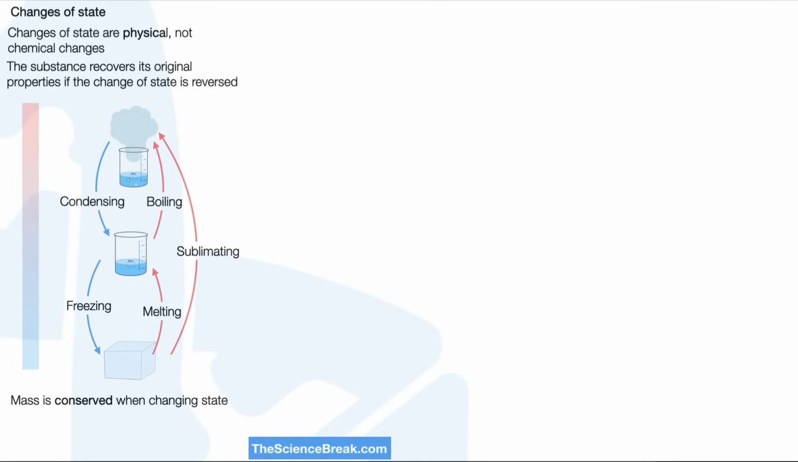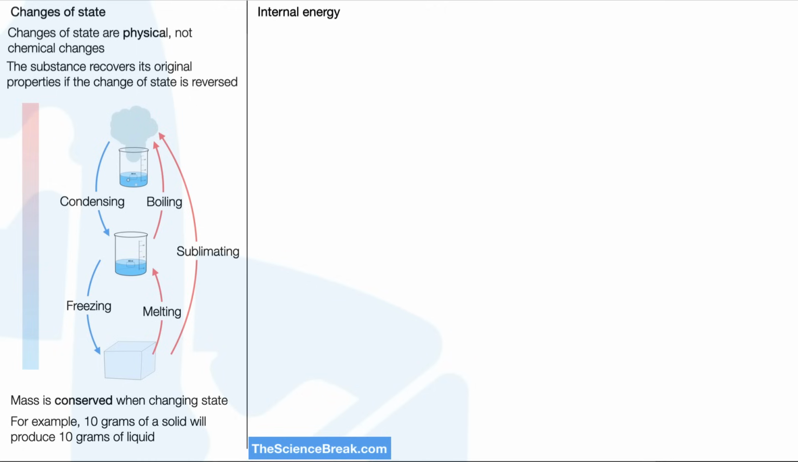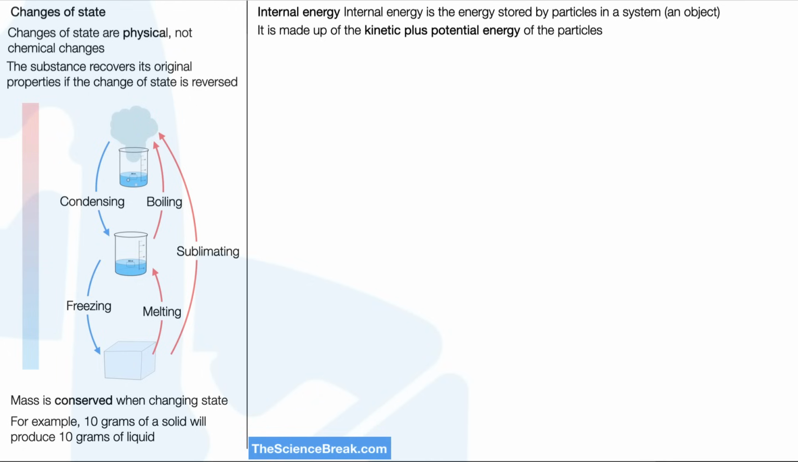Remember, mass is conserved when changing state. In other words, for example, 10 grams of a solid will produce 10 grams of a liquid when melted. Next, we take a look at internal energy. Internal energy is the energy stored by particles in a system. In physics, a system means an object. Internal energy is made up of kinetic energy plus potential energy of the particles.